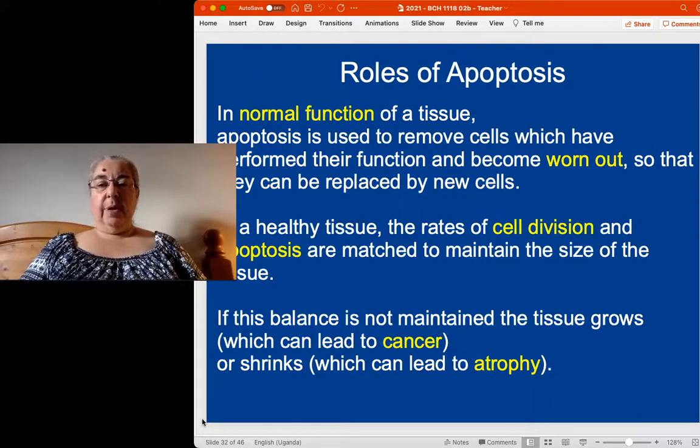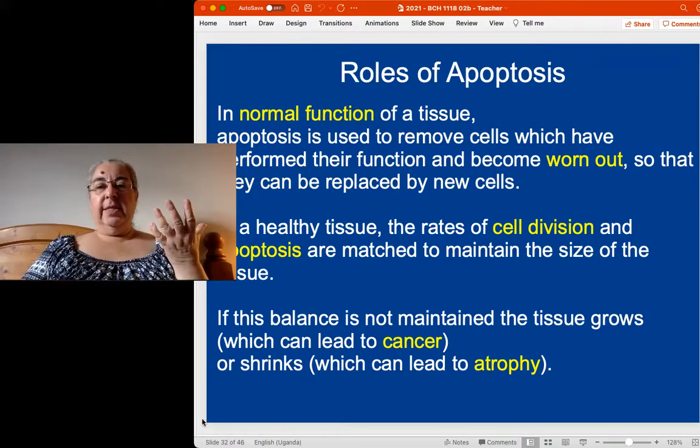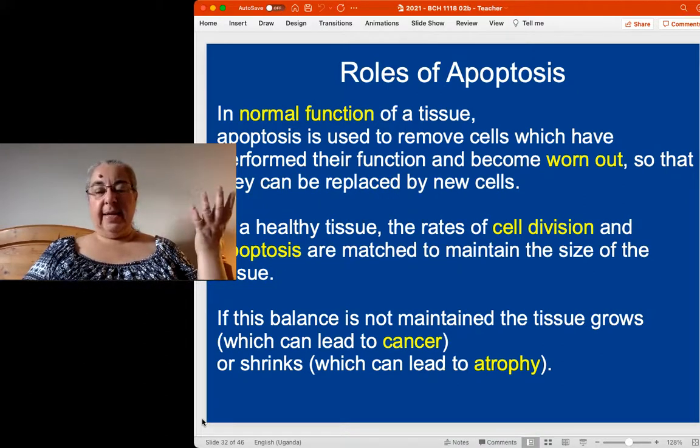Apoptosis is also important in getting rid of cells which have been performing their function for some time and have become worn out. Every cell has a limited lifespan. Exactly how long it is depends on the sort of cell, but eventually every cell becomes worn out and needs to be replaced by new cells.